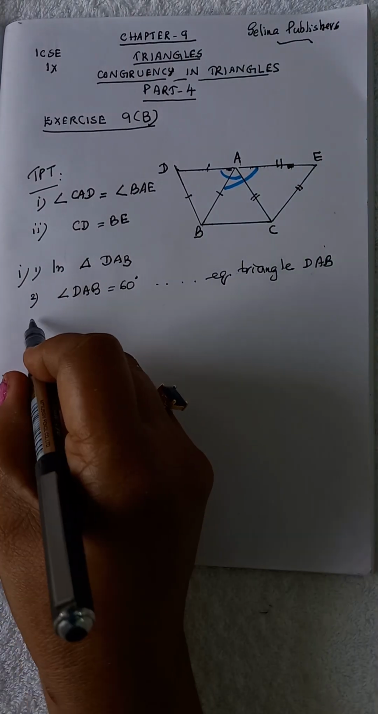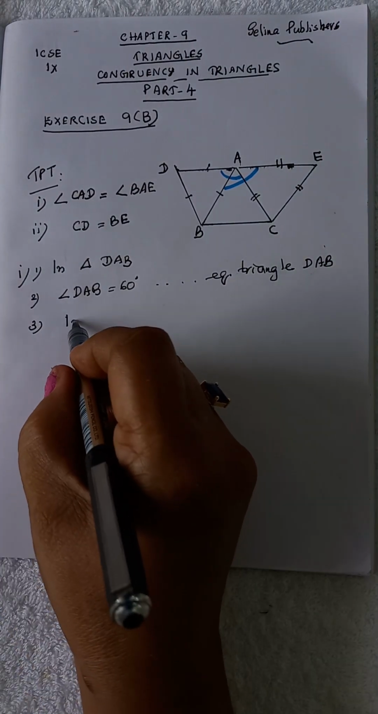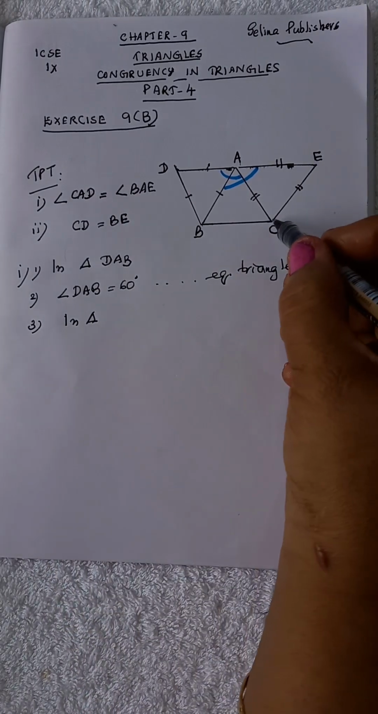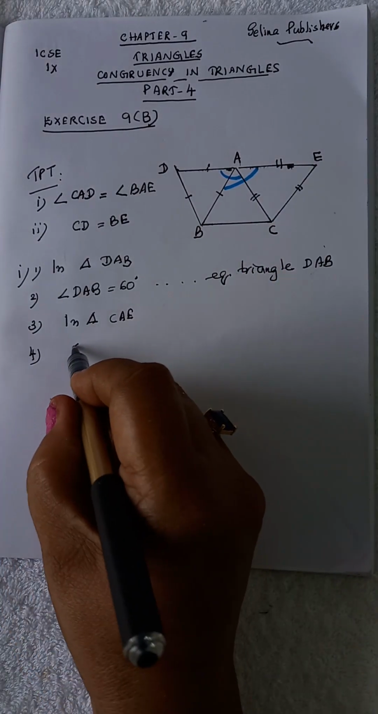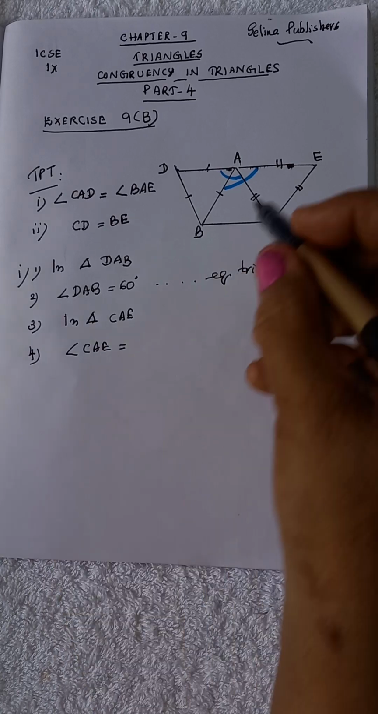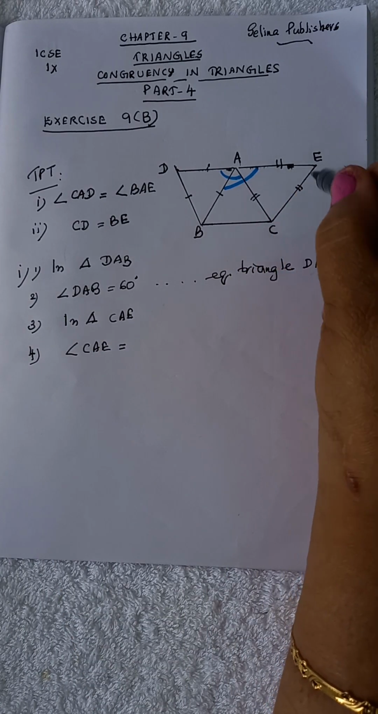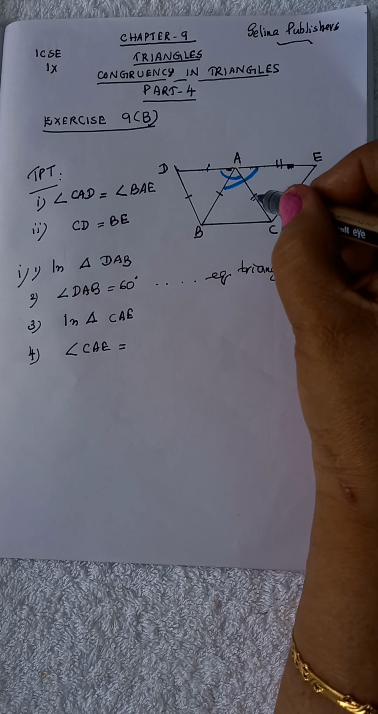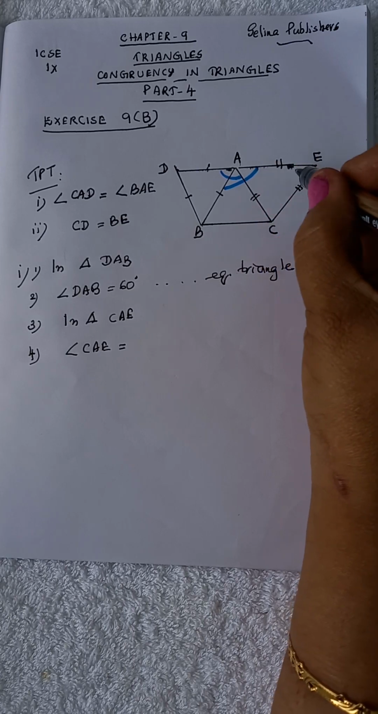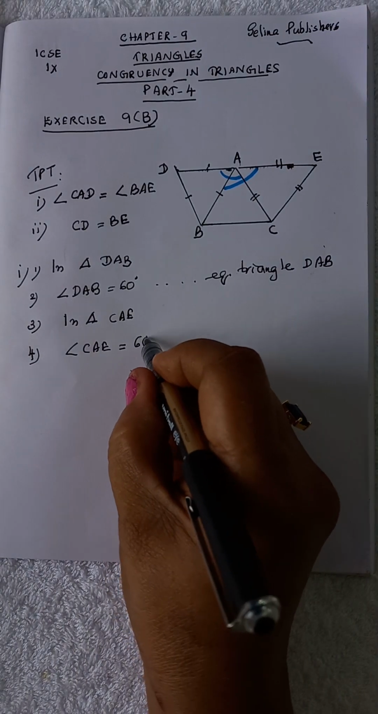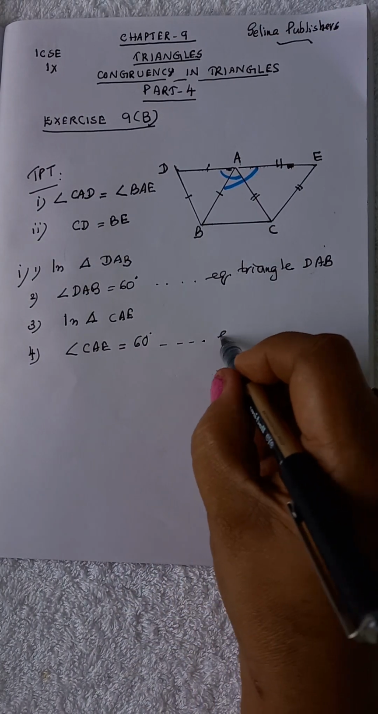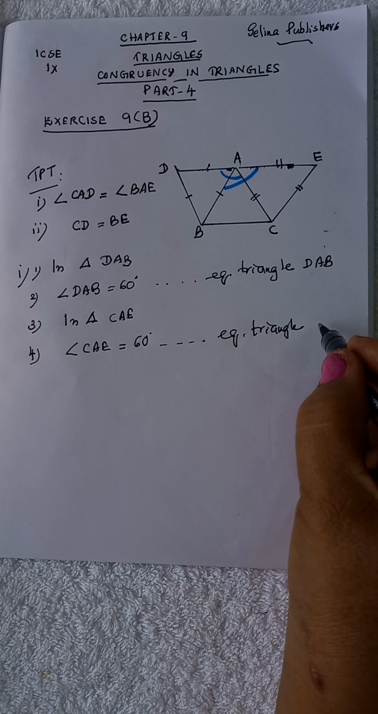This is the second point. Now the third point: in triangle CAE. Fourth point: angle CAE is also 60 degrees, because this is also an equilateral triangle. All sides are equal and each angle is 60 degrees. Reason is the same, equilateral triangle CAE.